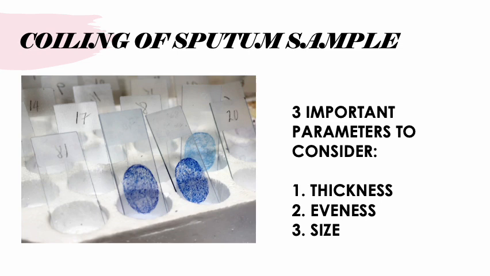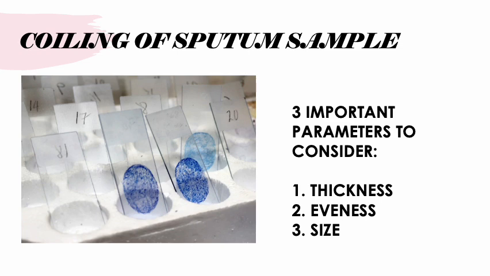The way of doing the AFB smear is called the coiling process. The coiling process allows the achievement of these three important parameters: the proper thickness, the proper evenness, and the proper sizing. As you can see here, the smear has a standard size, thickness, and evenness, because later on we need to count quantitatively the number of bacteria in the smear itself. That's why the parameters should be standardized.